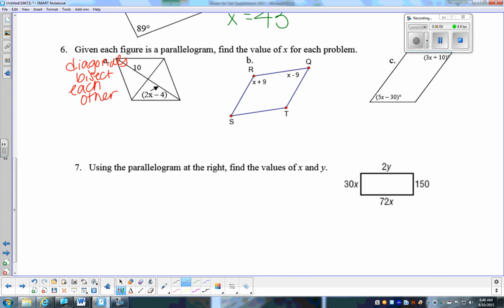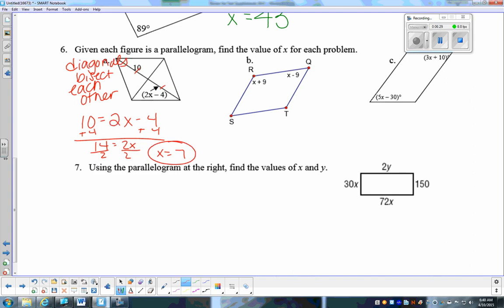So then I know that those 2 pieces are equal to each other. So to find x, I have to set 10 equal to 2x minus 4. So I solve this, I add 4. And then divide by 2. So I get x is 7.